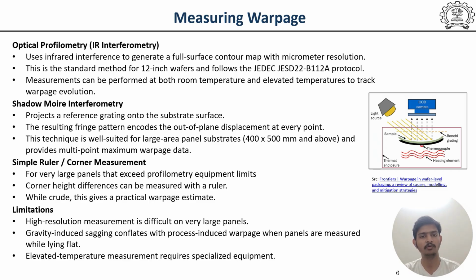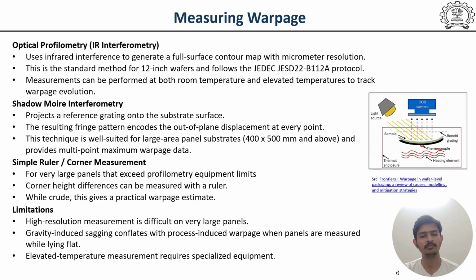But as we scale up to massive fan-out panels, we shift to shadow Moiré interferometry. This method projects a reference grating, like a grid of fine shadow, onto the substrate. As the panel warps, it distorts the grid, creating a fringe pattern. The software analyzes this to calculate exact displacement, making it ideal for multi-point data on large areas. When a panel exceeds our equipment's physical limit, we use a practical fallback, measuring the height difference at the lifted corners with a height gauge on a flat surface.